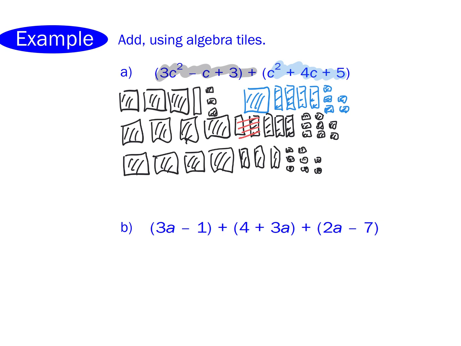So, how would we say the answer to this question then? 4c squared plus 3c plus 8. Beautiful. 4c squared plus 3c plus 8.